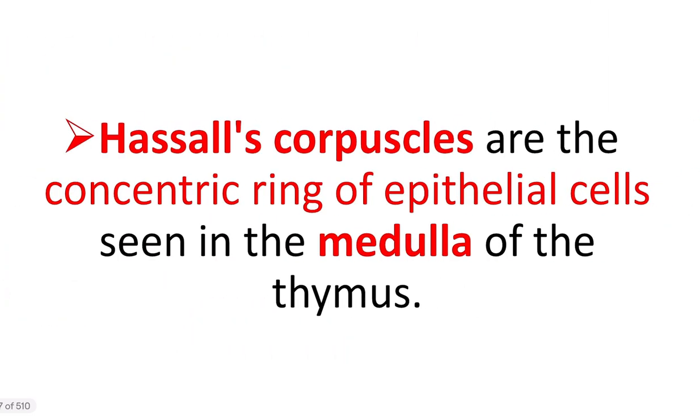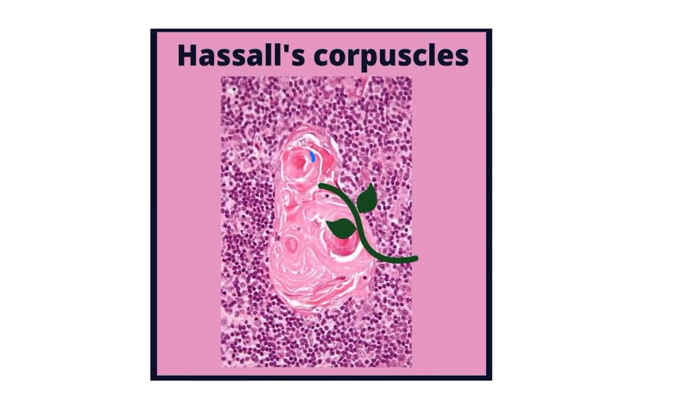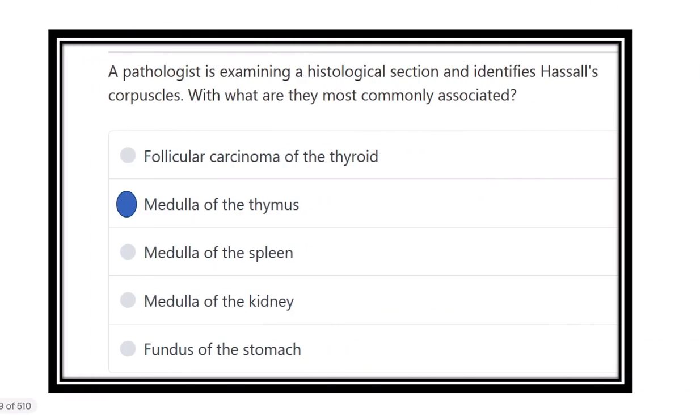These Hassall's corpuscles are concentric rings of epithelial cells seen in the medulla of the thymus. Here we can see the concentric pattern of the epithelial cells, and it is known as the Hassall's corpuscle. So Hassall's corpuscle is present in the medulla of the thymus. It is definitive for the medulla of the thymus, nothing else.